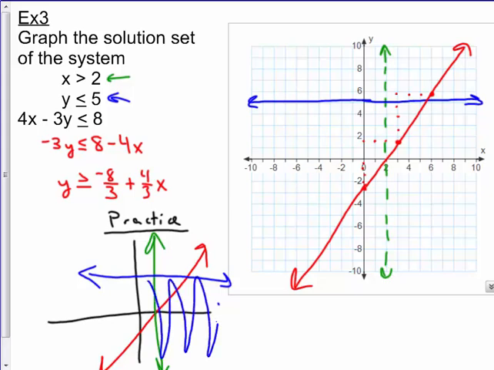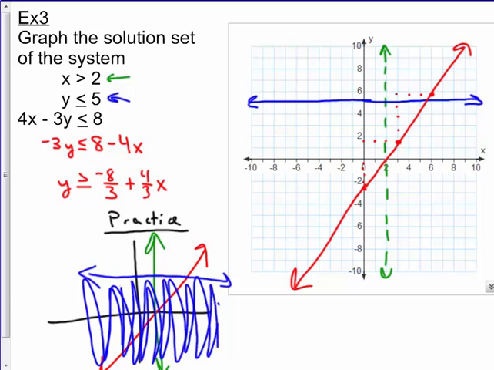So I'm going to start in the blue. Blue is y is less than, so I put 0 in. 0 is less than or equal to 5. That's true, so I shade below where (0, 0) is. I look at green. X is greater than. If I put 0, is 0 greater than 2? No. So I shade to the right of that. And then finally the red one, if I put in 0, I get 0 is greater than or equal to negative 8/3. Is that true? Yes, that is. So for the red, I'm going to shade above.